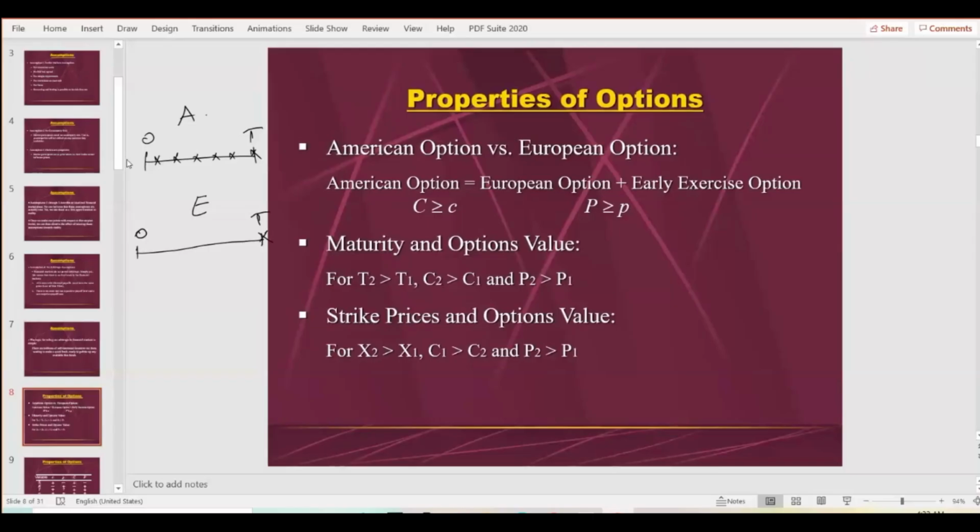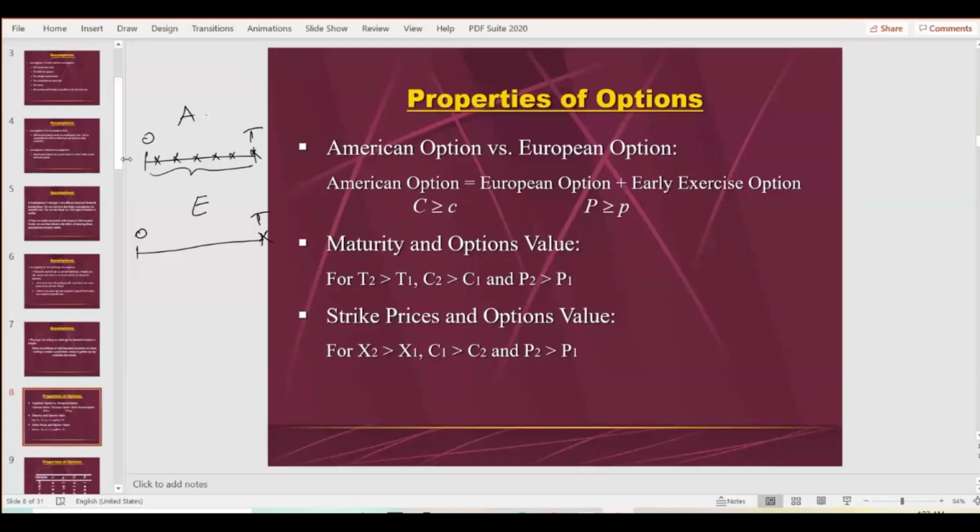So as you can see, the American option will definitely have a greater value, or its premium is going to be higher relative to a similar European option. Because simply with an American option, you can do whatever can be done with the European option, in addition to the early exercise option.